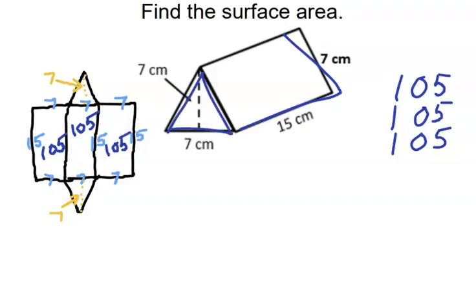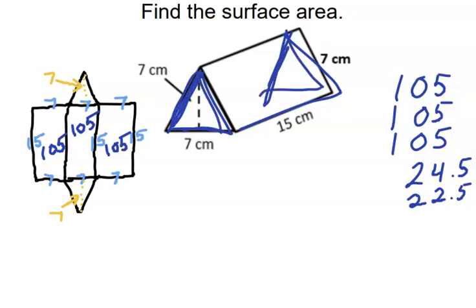Well, the triangle is 7 by 7, so 7 times 7 is 49, but it's a triangle, so we have to divide it by 2 to get the actual surface area, and that ends up being 24 and a half. 24.5. And I write that down twice because there's two triangles, one in the front and one in the back, right? So then we just add all of that up. So we have 315 once we add the 105, 105, 105, plus 24.5, right?